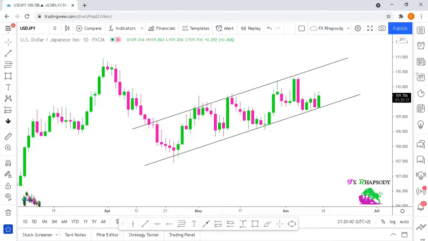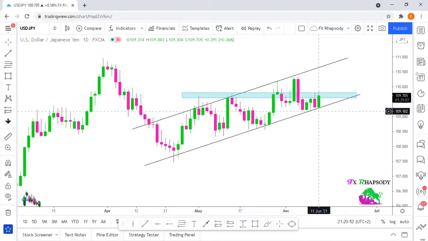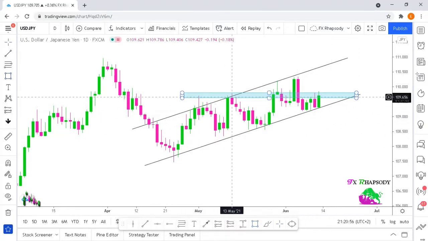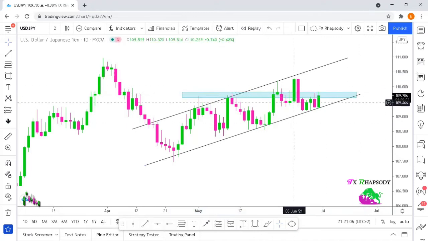We also have this area here that it still needs to break. Basically, it's been testing this resistance. I mean, this has been a resistance for a long time. It came up, broke slightly, but not quite. We can actually just move this up a little bit. Yeah, there we go. And then it had a break, fell back into that resistance zone.